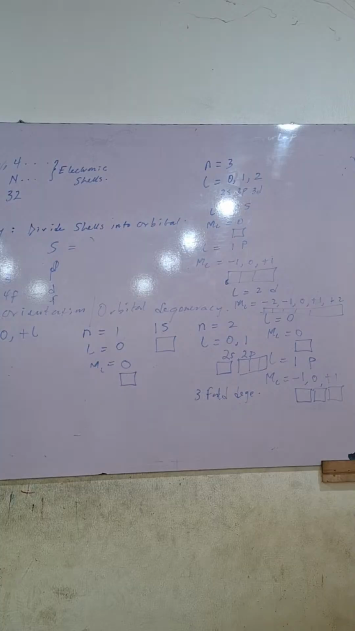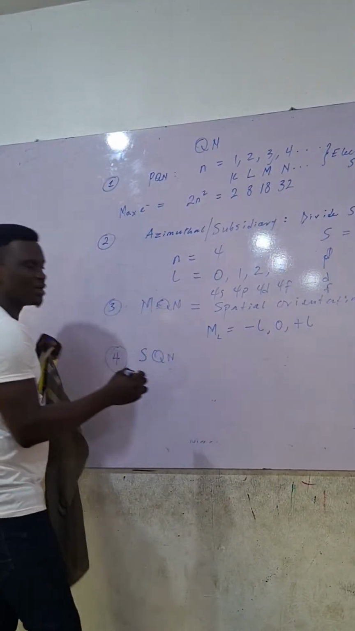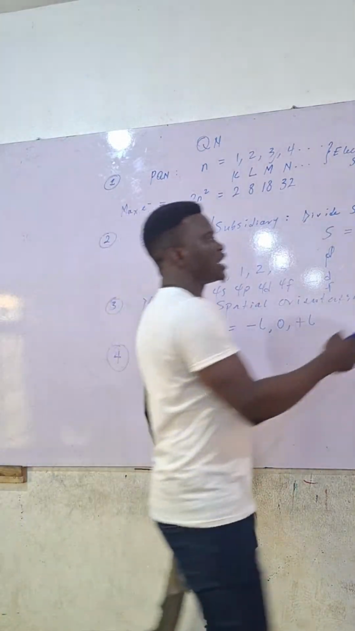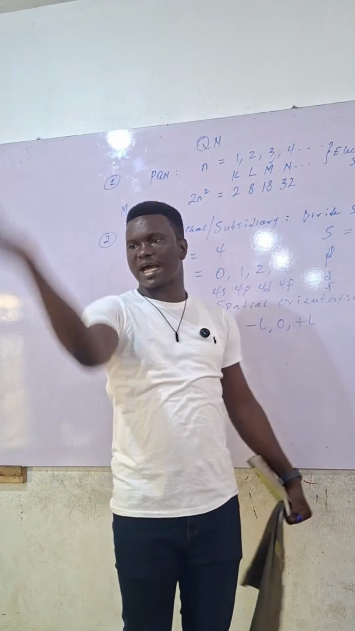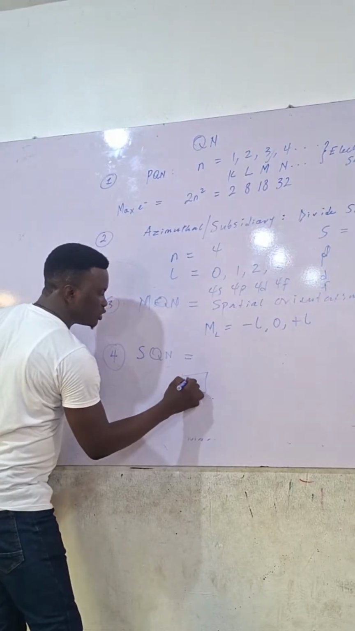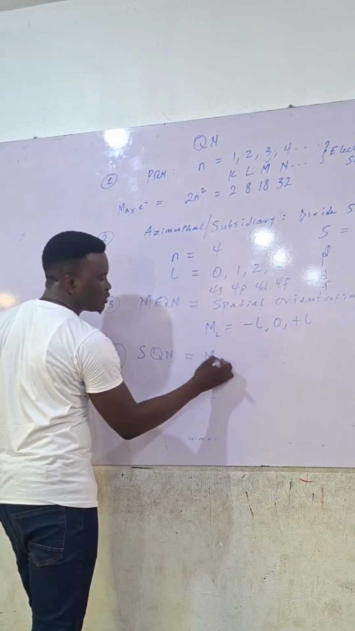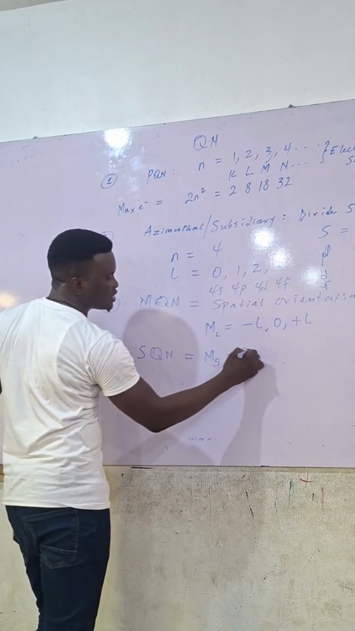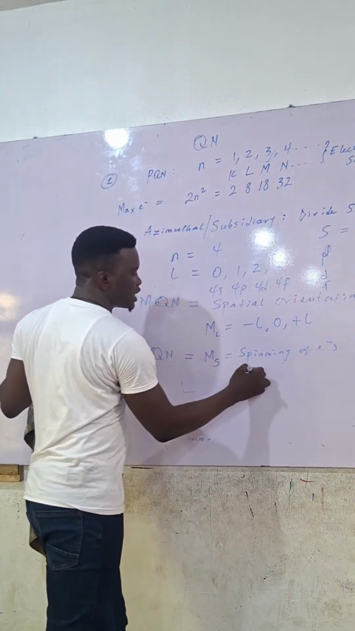We call this one the spin quantum number. It's spinning on its own. This one is just talking about when you are putting electrons in an orbital, one will face up and one will face down. So the spinning of those electrons on their axis is what we call the spin quantum number. One electron always spins up, one will always spin down. The spin quantum number is denoted as M sub S, talking about the spinning of the electron on its axis.